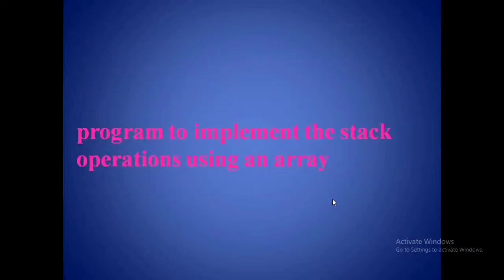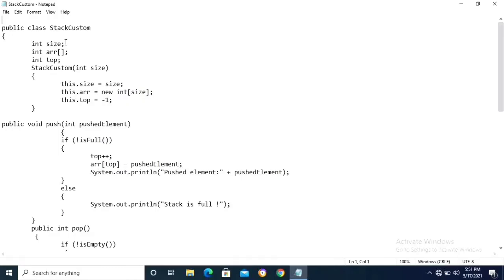Next, program to implement the stack operations using an array. First, open Notepad and write the program. This program is an implementation of stack operations using an array. This is a Java program. Public class StackCustom. Public is a modifier, class is a keyword, StackCustom is the class name. The class is open, and next declare the variables: int size, int array, int top. These are the variable declarations.